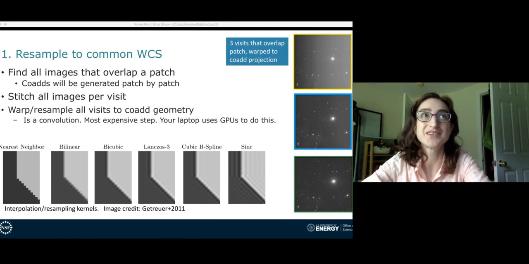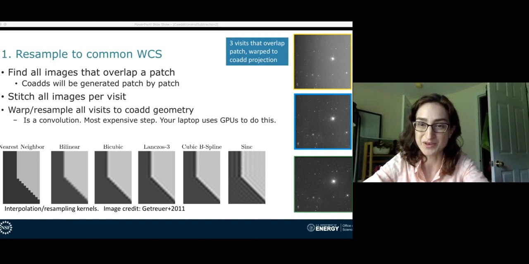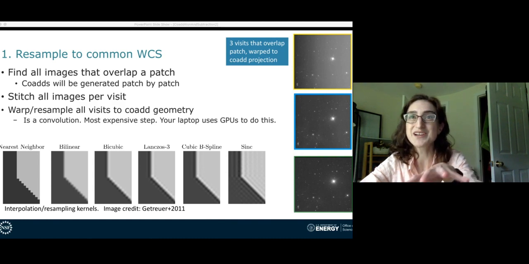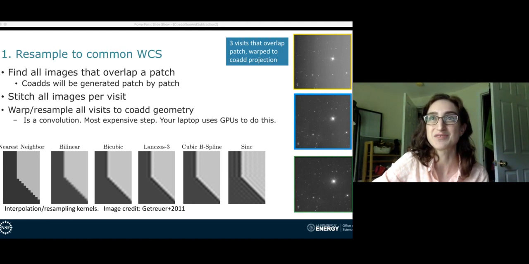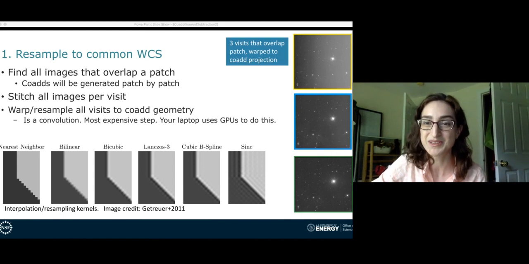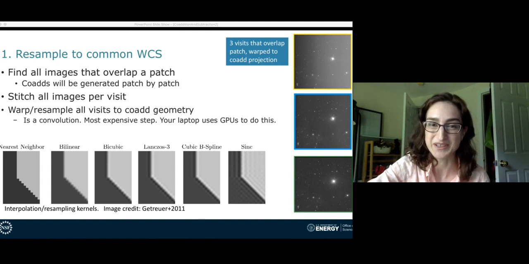Okay, once you've decided on your output geometry, you've already done your astrometric calibration and have the WCSs of each of your input images. The first step is to warp or resample all these visits onto this coadd geometry. This is a convolution, which makes it an expensive step. Every time you move a window on your laptop, for example, or grow it or shrink it or rotate an image, your GPU is resampling it onto your display's pixel grid.